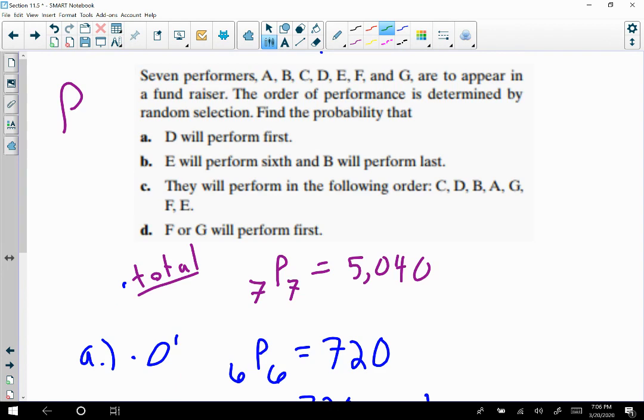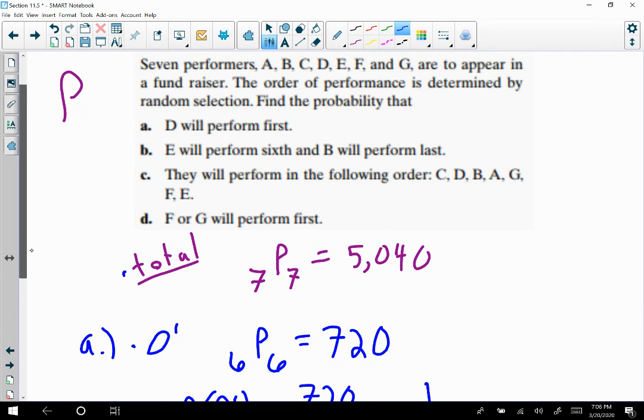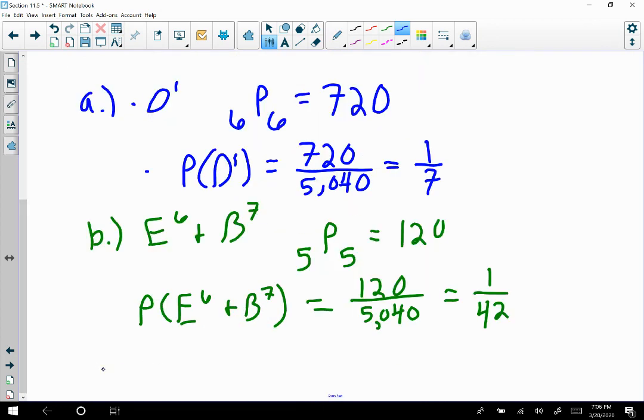All right. So the next one says, what's the probability that they will have this specific order? C, D, B, A, G, F, E. Well, this one's a nice, easy one. We've already done blue, so let's do it in red. So we want the situation of C, D, B, A, G.